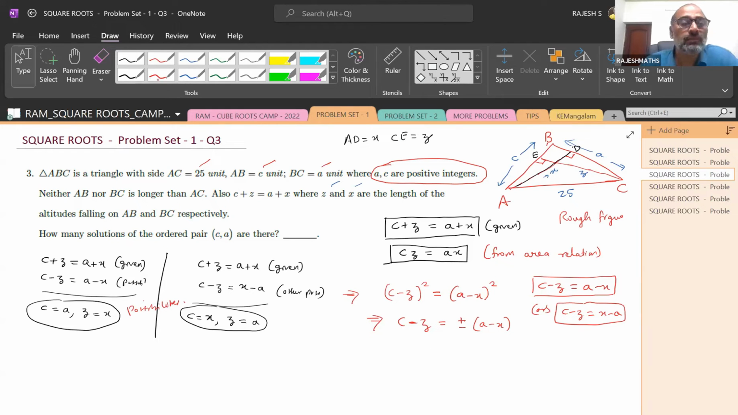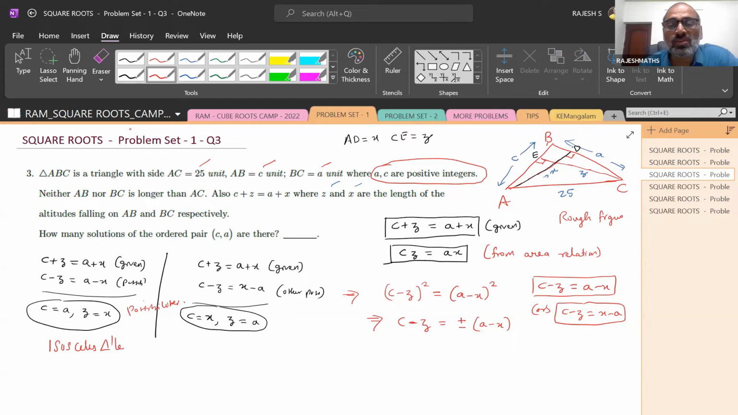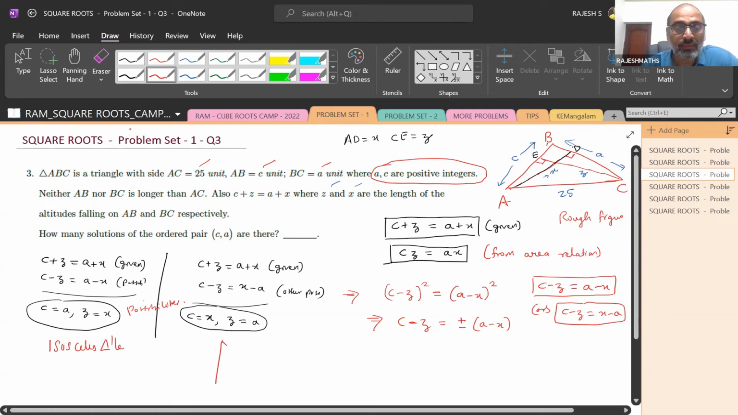Isosceles triangle. This is an isosceles triangle. What is C equals X and Z equals A? C equals X and Z equals A means height is equal to a side, side equals to height. That is the altitude on, what is X actually? Altitude on BC, that is A. That means the triangle is a right triangle. Okay, this is a right triangle. You can have the right triangle.